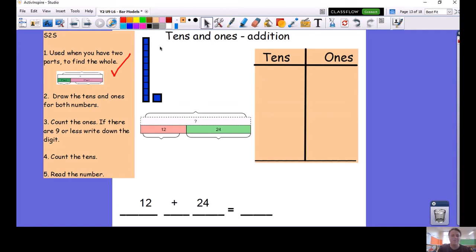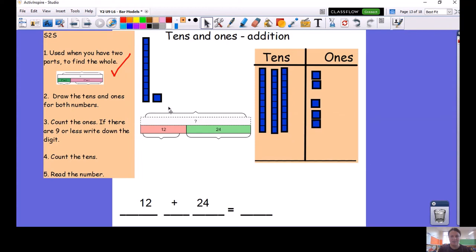Okay, I need to draw out the tens and ones for both numbers, and my first number is 12. So one 10 for 12 and two ones for 12. Okay, next step, I then need to draw out the tens and ones for the second number. So 24 is two tens and one, two, three, four ones. Right, I've done that, drawn the tens and ones.